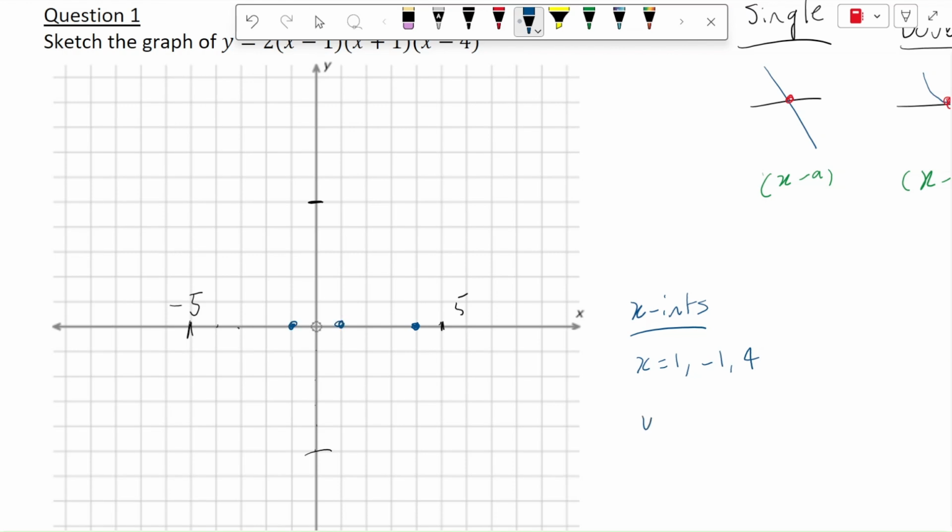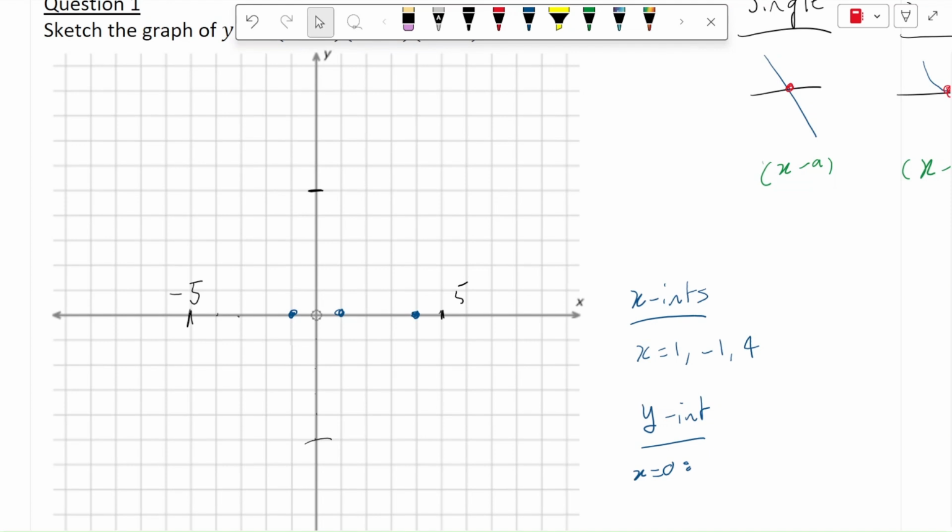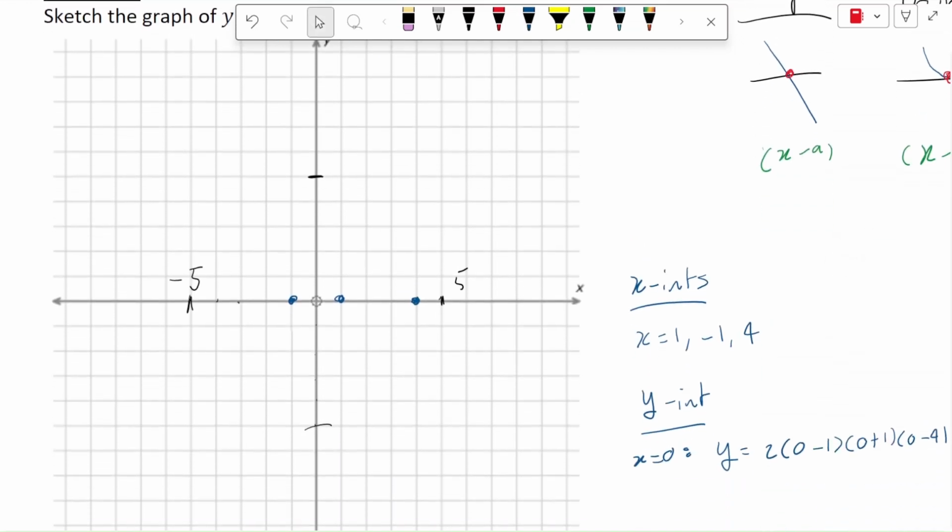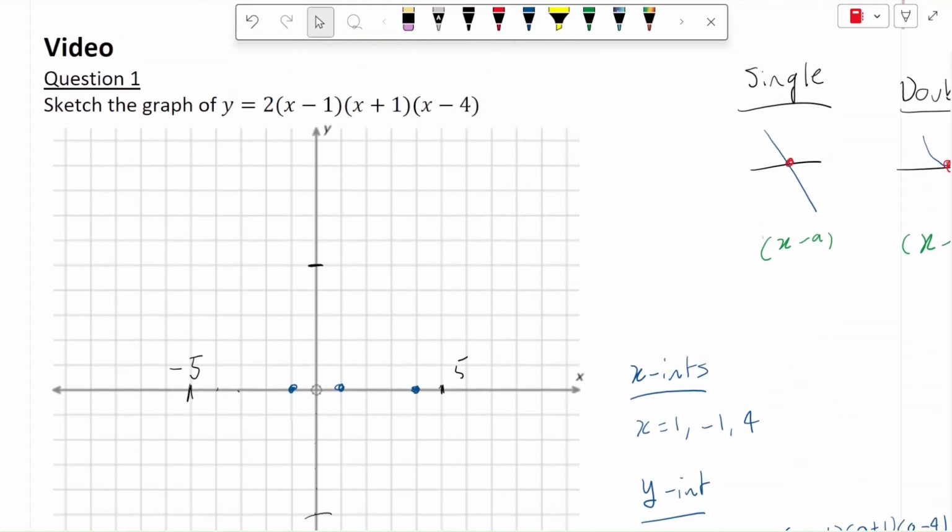All right, now for the y-intercept. Remember, by definition, this happens when x equals 0. So y is 2 lots of 0 take 1, 0 plus 1, and 0 take 4, according to that equation up there. And then we can just plug this in. 2 times minus 1 times 1 times minus 4 gives you positive 8. So if I have, let's say, 5 here on the y-axis, my y-intercept is going to be 6, 7, 8.